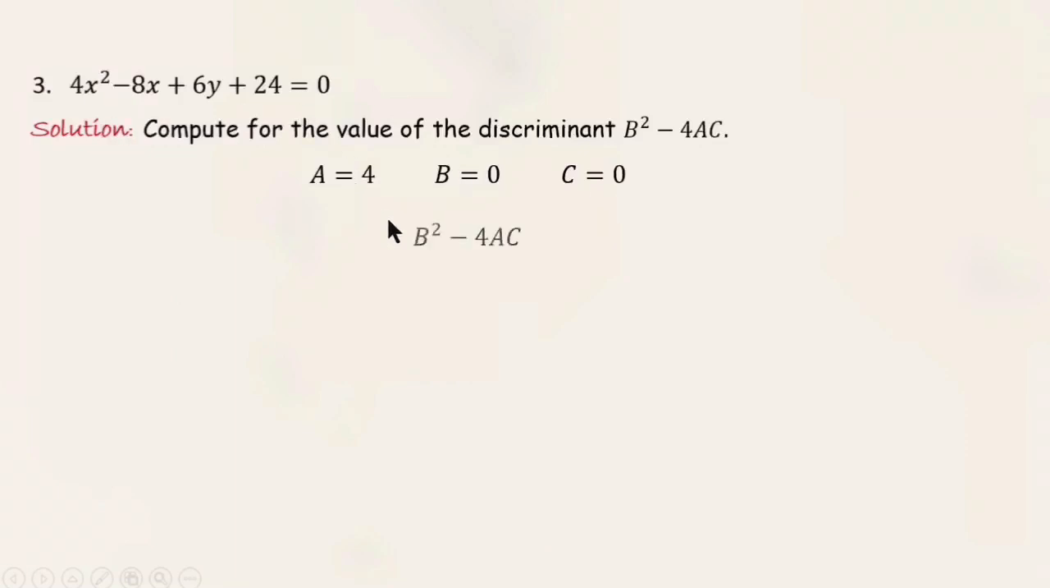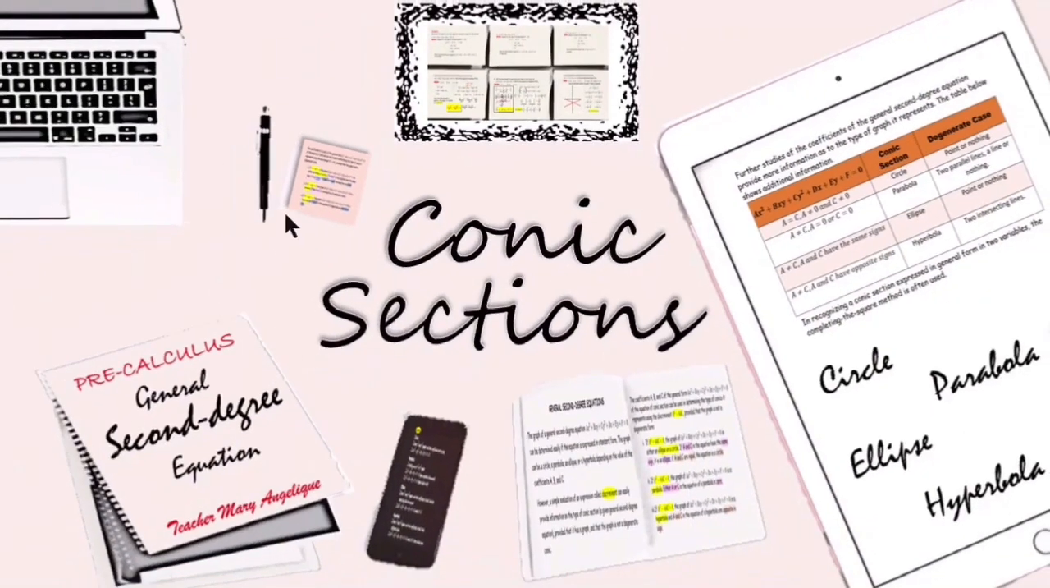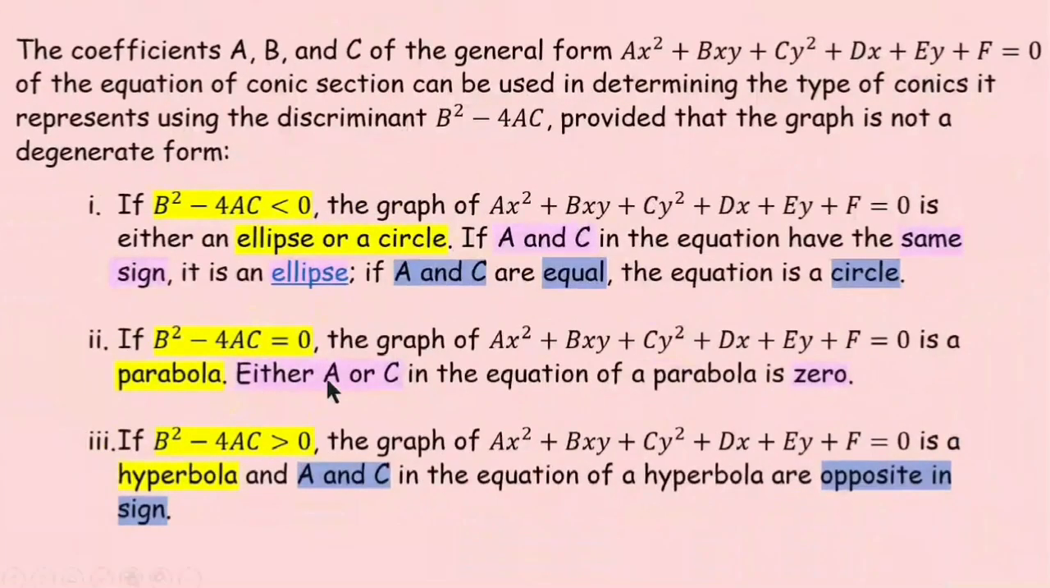So we have 0 squared minus 4 times 4 times 0. And this is equal to 0. Negative 4 times 4 is negative 16, and negative 16 times 0 is 0. Since the discriminant is equal to 0, the equation 4x squared minus 8x plus 6y plus 24 equals 0 is a parabola. Either a or c in the equation is 0.